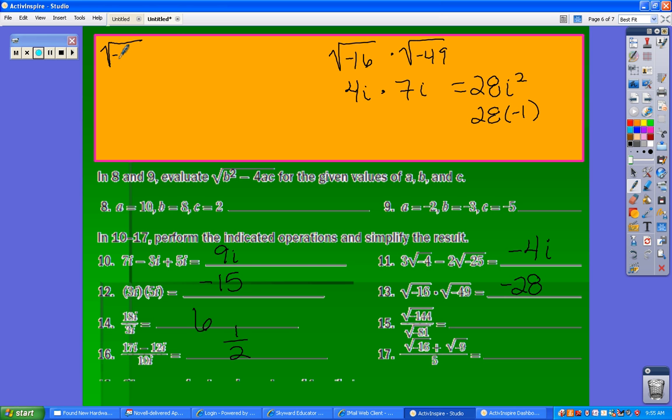Square root of negative 144 over square root of negative 81. 12i over 9i. The i's do cancel. They have a 3 in common. I'm left with 4/3.